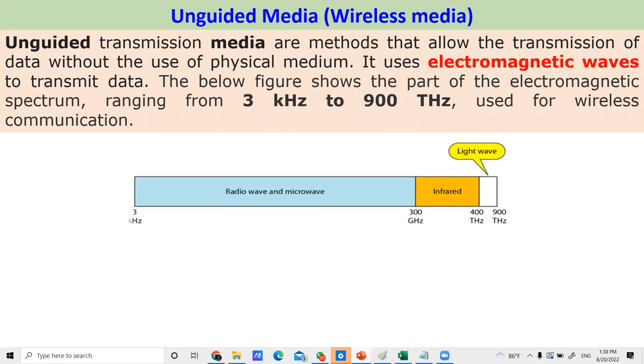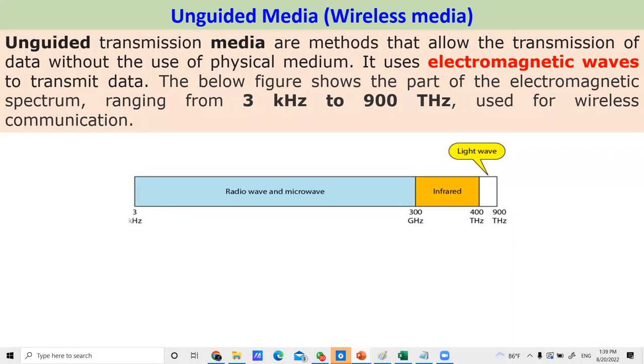In this diagram, we explain the types of unguided media. Mainly we are going to discuss four types of unguided medium. This diagram shows three types. The first one, in this blue color area, starts from 3 kilohertz and ends at 300 gigahertz. In this area, there are only radio waves and microwaves. That's the first unguided medium we are going to identify. There are some little differences between radio waves and microwaves, and later we'll identify these differences also.